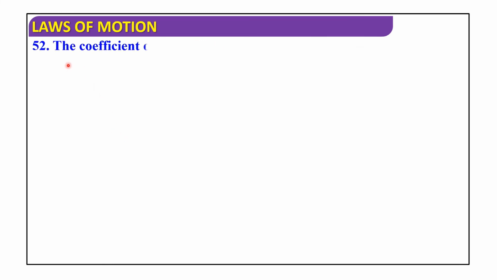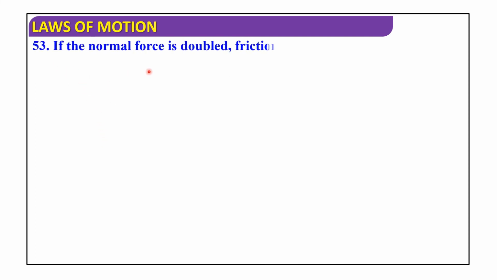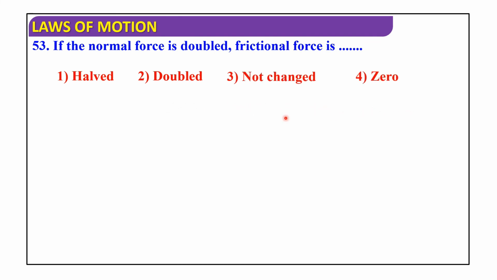Next, the coefficient of static friction is: always negative, always greater than 1, always less than 1, usually less than 1. So the coefficient of static friction is usually less than 1. Fourth option is correct. Next, if the normal force is doubled, the frictional force is: half, doubled, not changed, 0. If the normal force is doubled, the frictional force is also doubled. Okay, second option is correct.